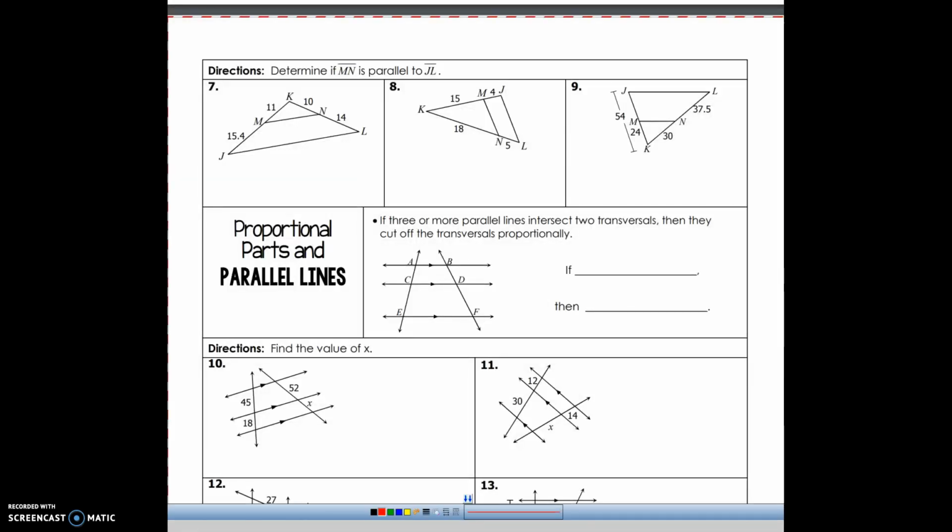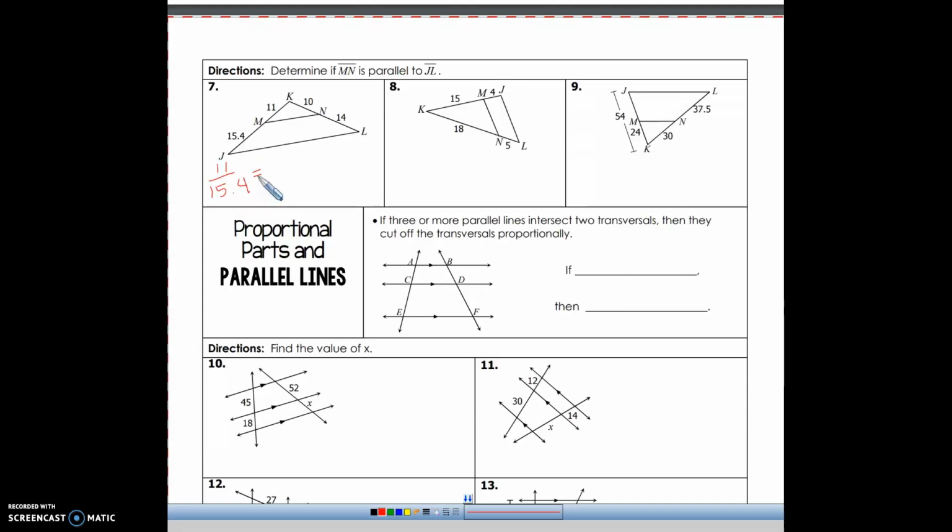Okay, now let's look at the converse of the triangle proportionality theorem, which says if I know that my sides are proportional, then I know that those lines are parallel. So in number 7, we're trying to determine, is MN parallel to JL? In order to say that they are, my sides have to be proportional, which means they have to have the same ratio. So I'm going to set up 11 over 15.4.